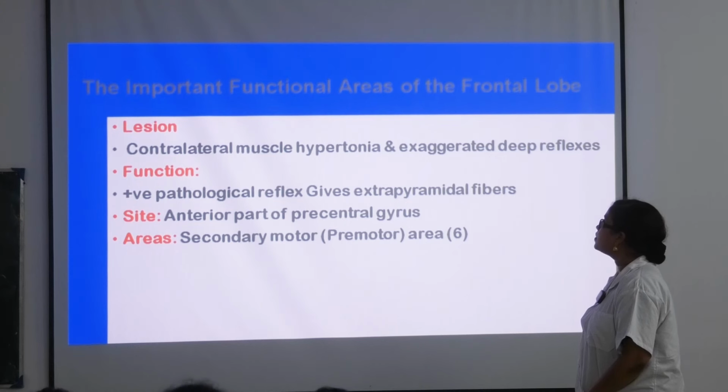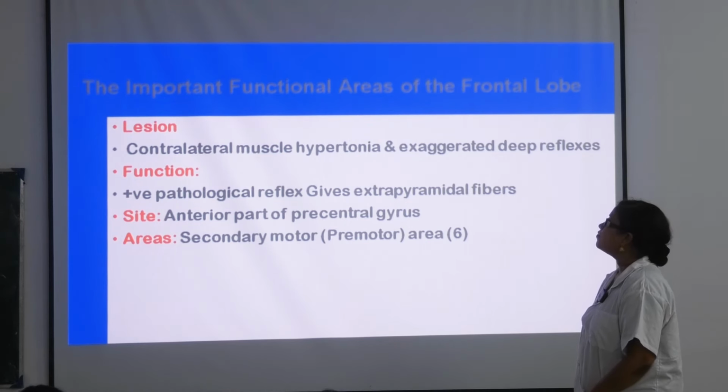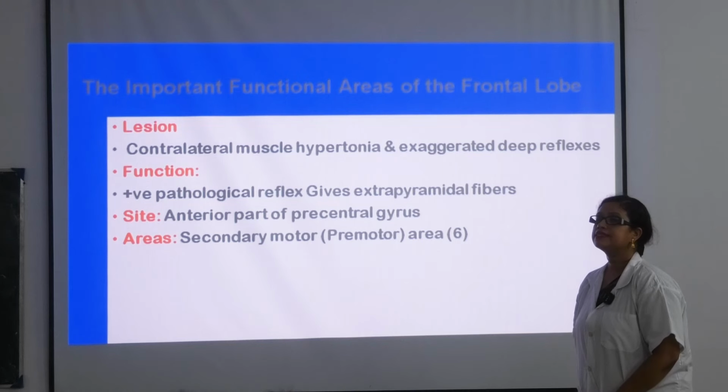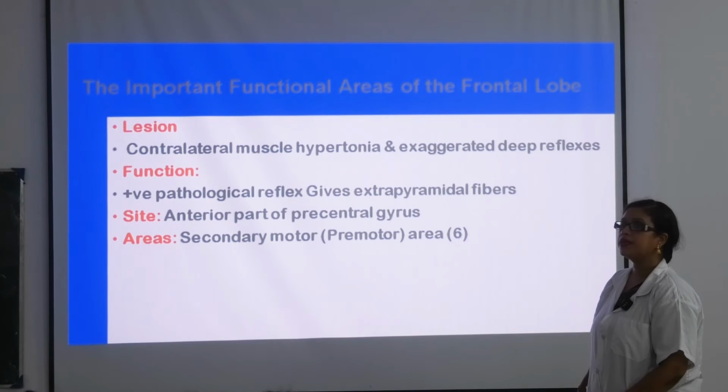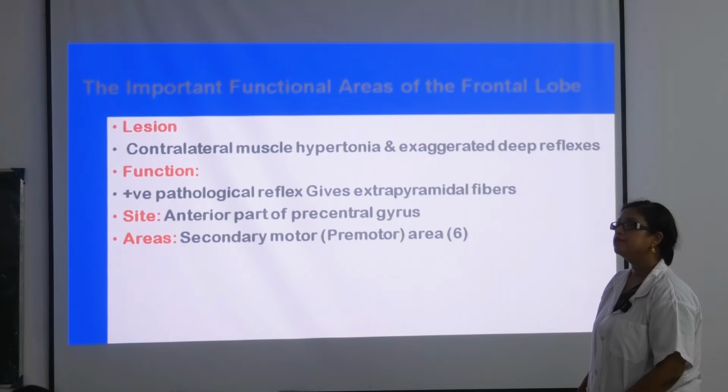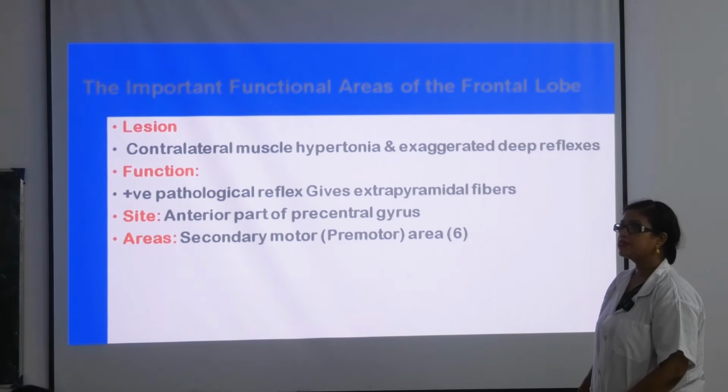Anterior part of the precentral gyrus. ওকে, তো এখানে একটা লিখে দিলাম, ফাংশন পজিটিভ প্যাথোলজিক্যাল রিফ্লেক্স গিভস এক্সট্রাপিরামিডাল ফাইবার্স। এখানে একটা জিনিস আছে, হুইচ আর এক্সট্রাপিরামিডাল, হুইচ ইজ একটা এক্সট্রা পিরামিডাল ডিজিজ বল। এক্সট্রা পিরামিডাল একটা ডিজিজ জানিস? পার্কিনসনিজম। পার্কিনসনিজম কি কি দেখা যায় ওটার মধ্যে?